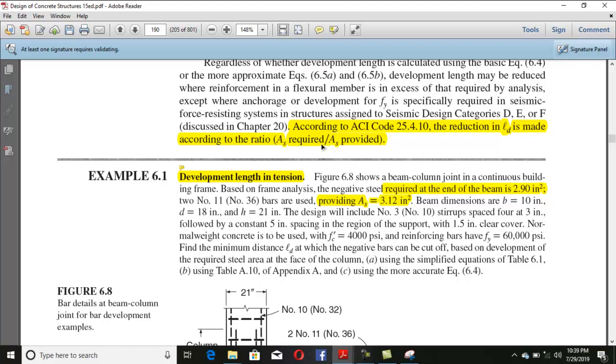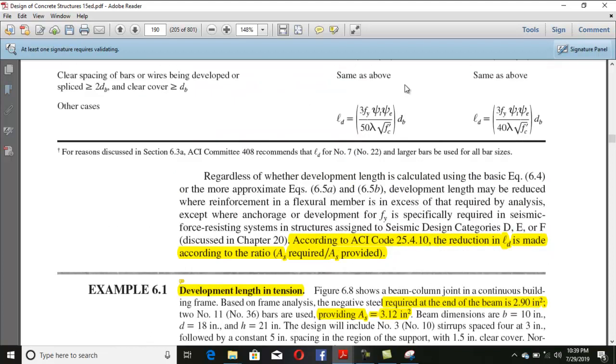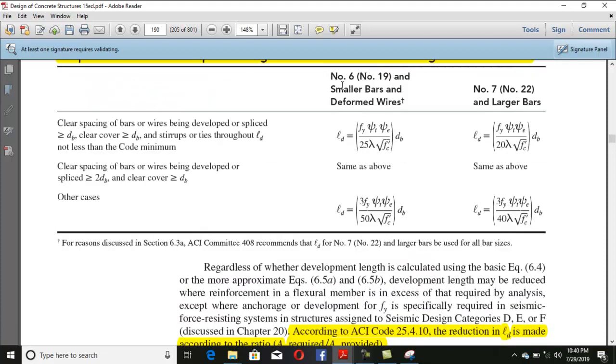That length with this modification factor. This is a very important modification factor. If you are using excess amount of steel, the theoretical amount is what is required. So you have required 3 square inches and you got 3.1 square inches. So you have to take the ratio of these two and multiply that ratio with that LD. So you will get the exact amount.